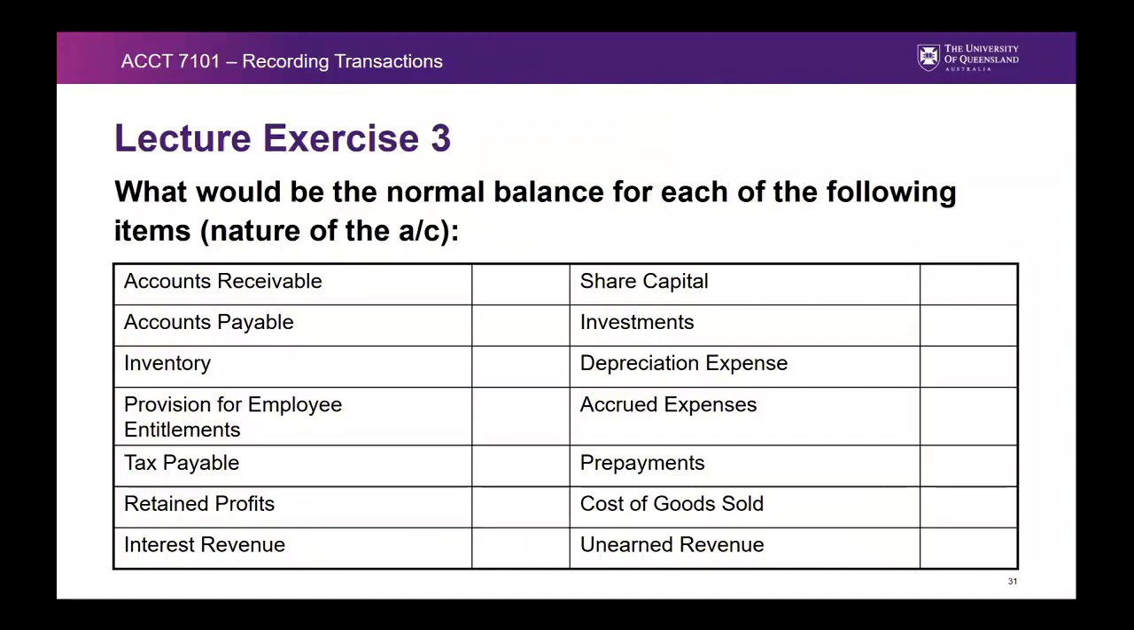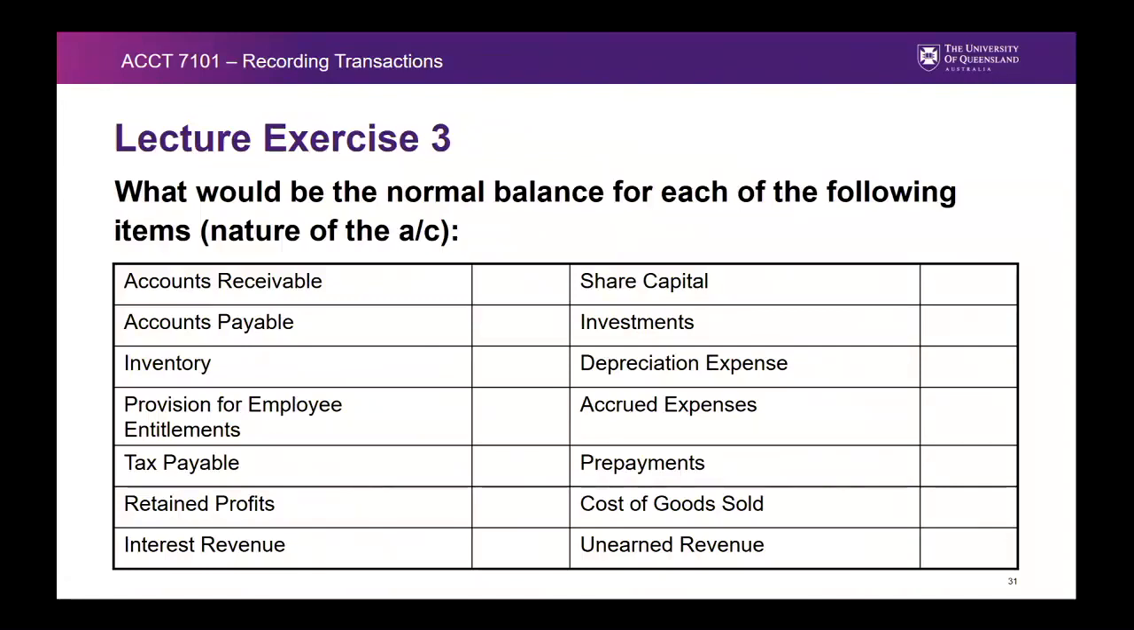Okay, so let's do an exercise here. What's the normal balance for each of these items? So we've got to think, is it an asset, expense, or is it a liability, equity, income account? So accounts receivable, is that a debit or credit? It's an asset, so it'll have a normal debit balance. Accounts payable, it's a liability, so it'll have a normal credit. We've got inventory. It's an asset, so it'll have a normal debit balance.